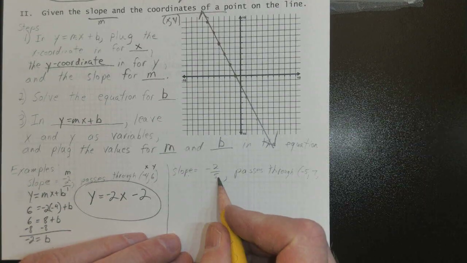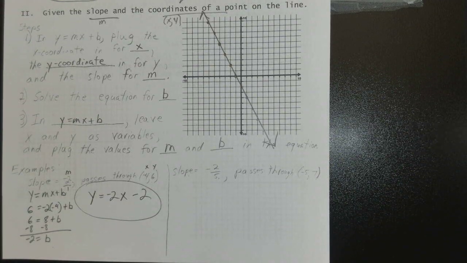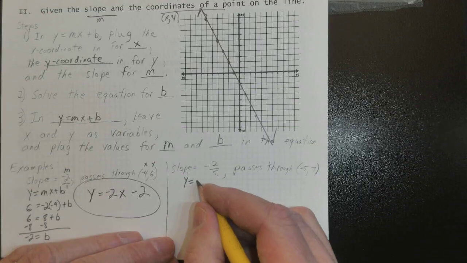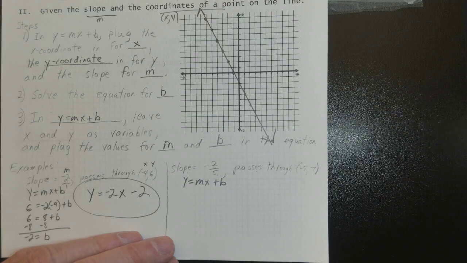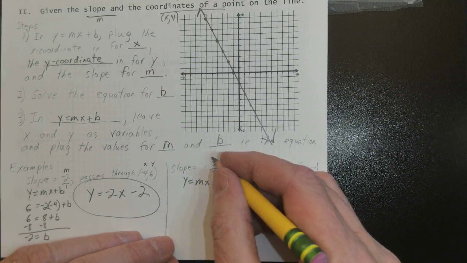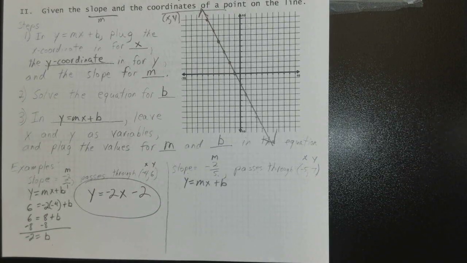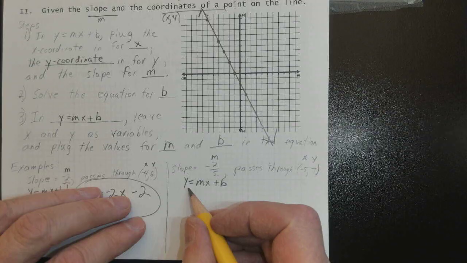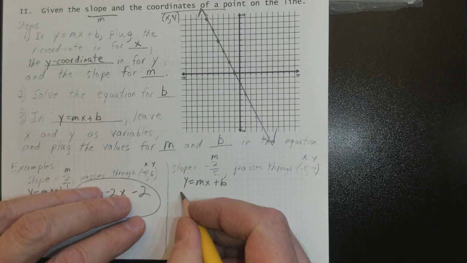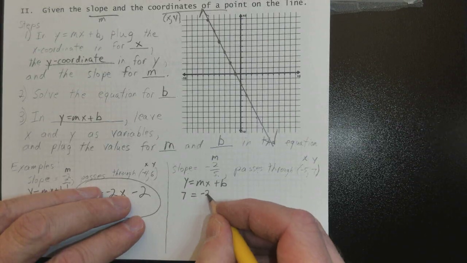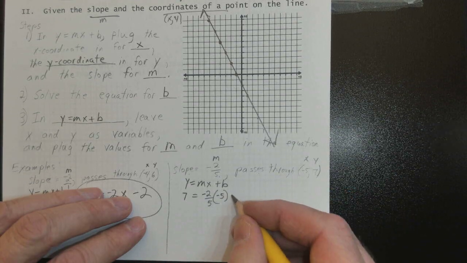Next example, slope's negative 2/5, and it passes through negative 5, 7. So my starting place is y equals mx plus b. This is m, this is x, this is y. Well, let's see. 7, that's y. M is negative 2/5. X is negative 5 and plus b.